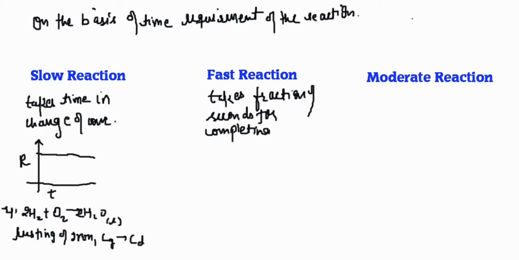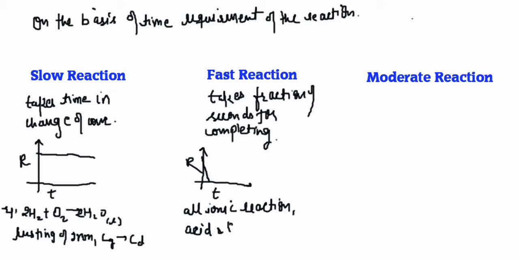What are the examples? All ionic reactions and all acid and base reactions are examples of fast reactions. Now let's come to the moderate reactions. What are moderate reactions? Neither very fast nor very slow. They take seconds, minutes or hours for appreciable change in the concentration of reactant into product.